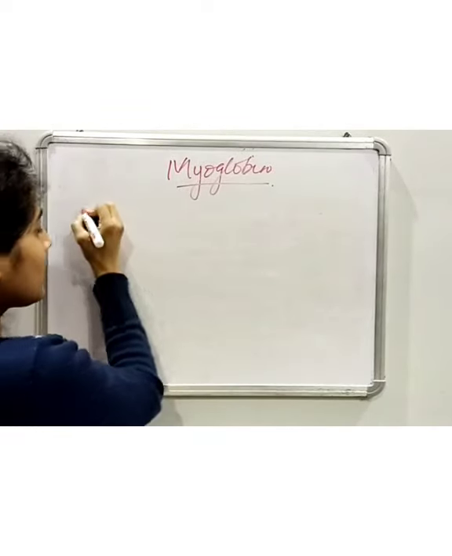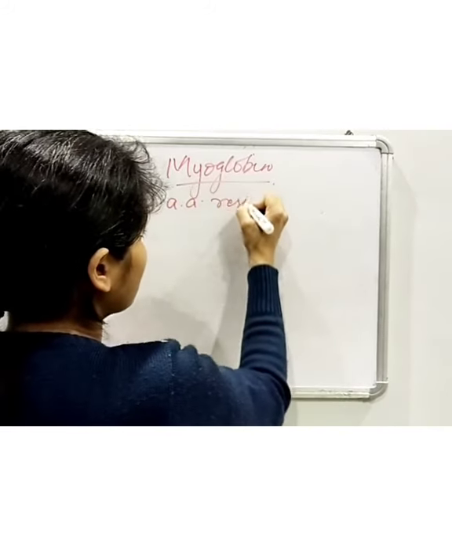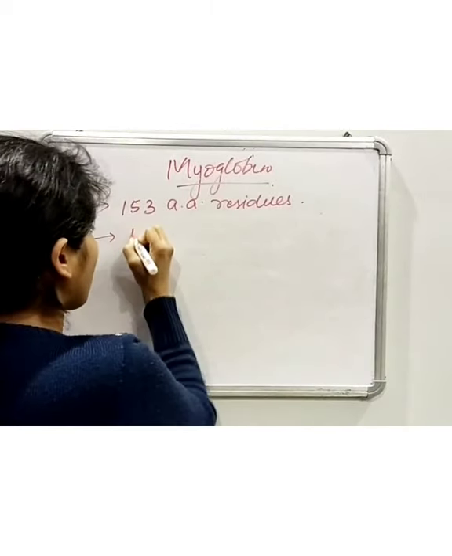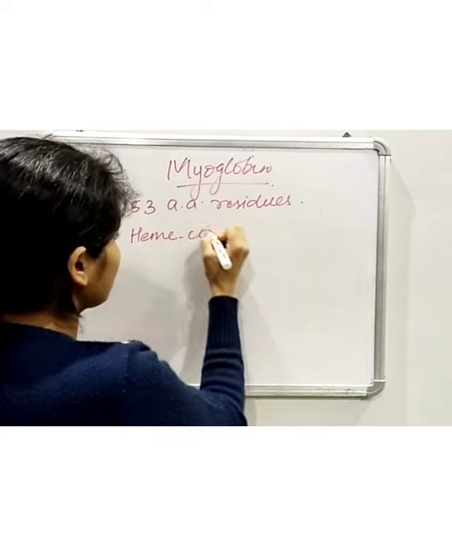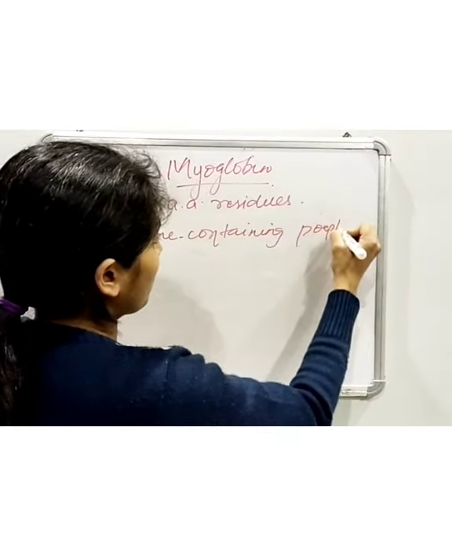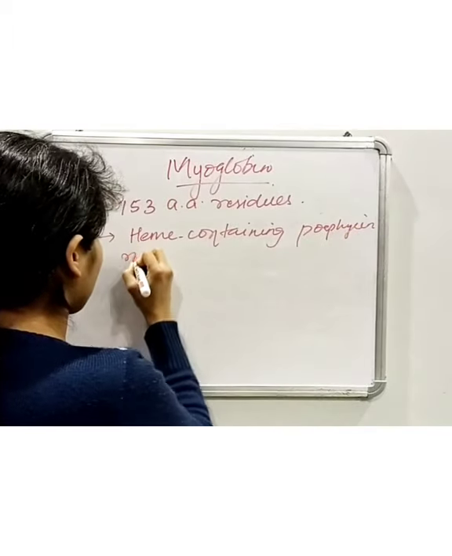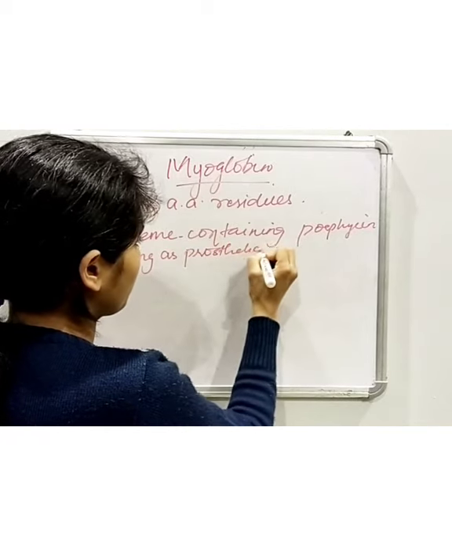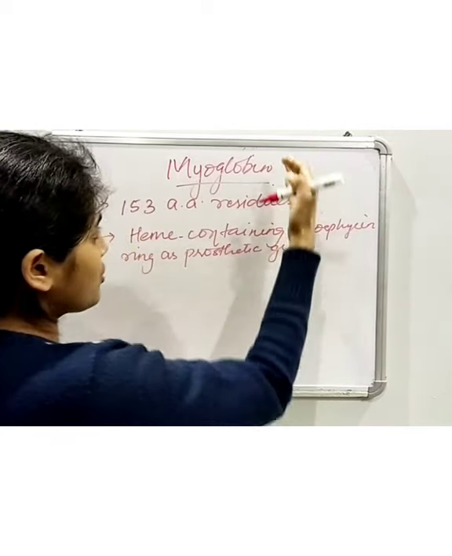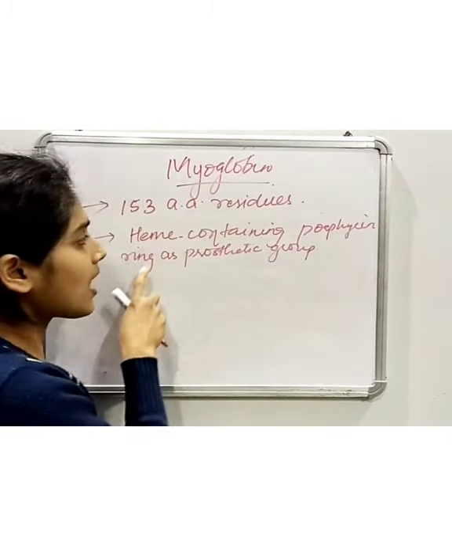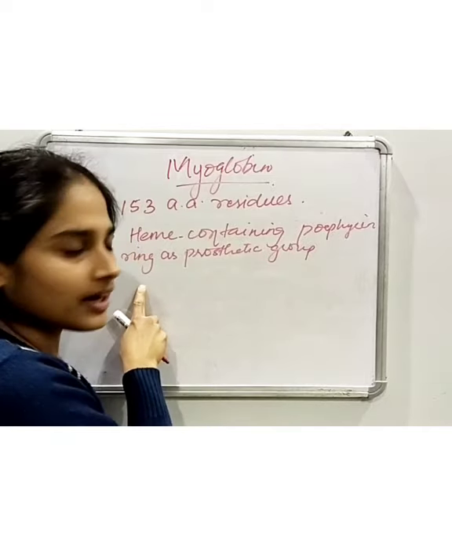So myoglobin, it is composed of 153 amino acid. It contains 153 amino acid residues and an iron or heme containing porphyrin ring as its prosthetic group. Alright, so this is myoglobin. It is composed of 153 amino acid residues and heme containing porphyrin ring as prosthetic group.